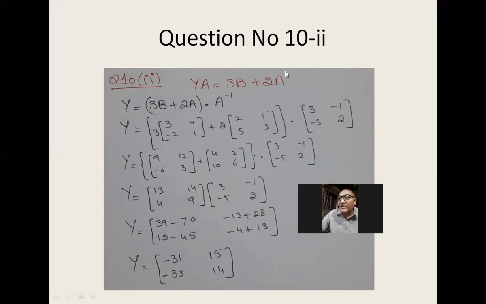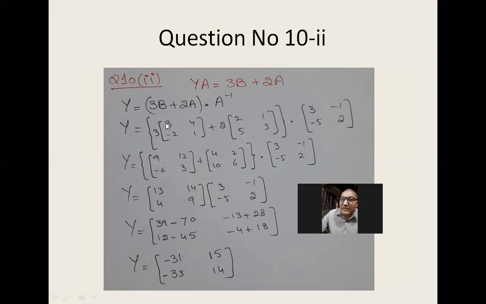So I put brackets around these two, and you can see Y is equal to bracket 3B plus 2A, bracket close, and then A inverse. I already know the value of the A inverse. When we started this question number 10, we found the value of the A inverse. So I will use that value of the A inverse. The B and the A value are also known. I will put a curly bracket here. So 3 into the matrix B, plus 2 into the matrix A, and then the curly bracket closed, then dot, this is the value of the A inverse.